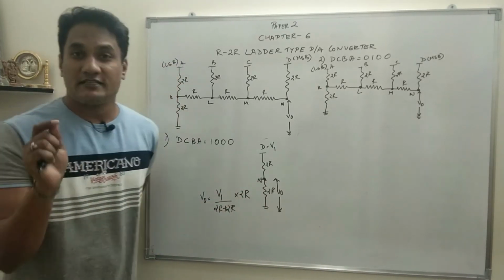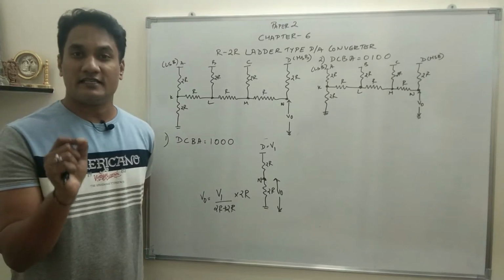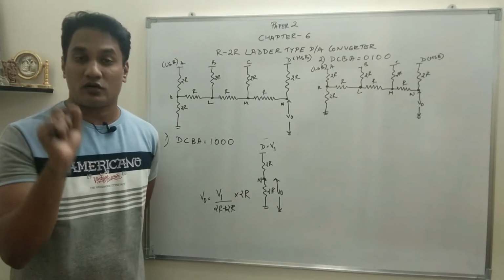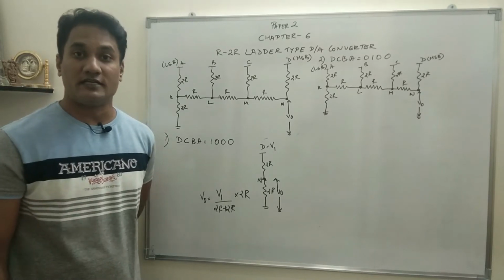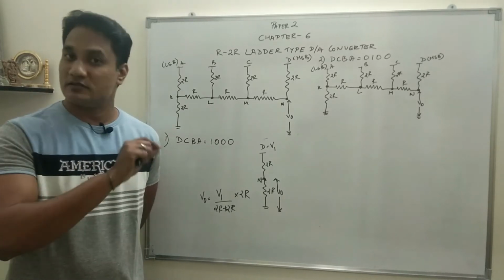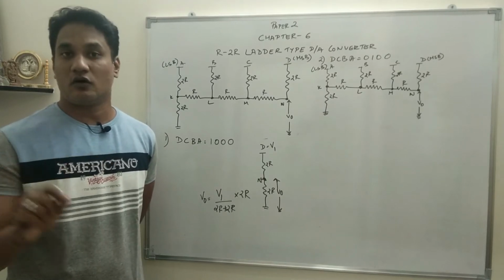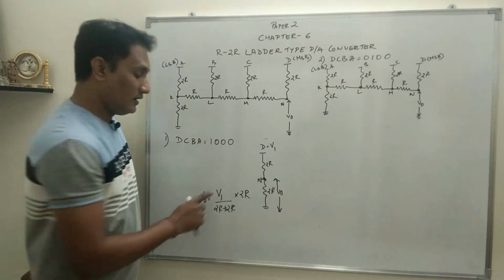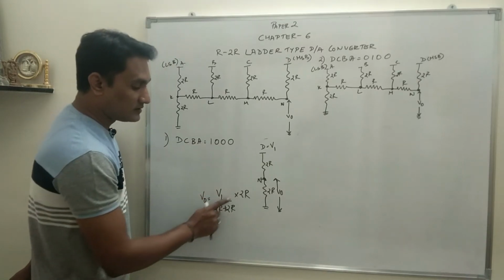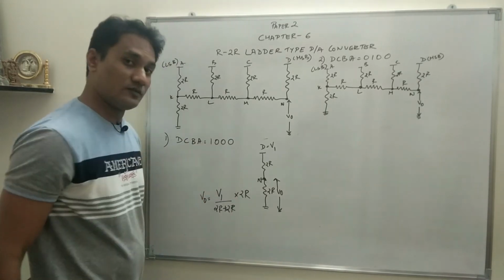So for voltage divider arrangement, the formula is total voltage divided by total resistance multiplied by the resistance across which the voltage is taken. If you can't remember, just note it down in your copy so that you can remember this formula again and again. Total voltage divided by total resistance multiplied by the resistance across which the voltage is taken.